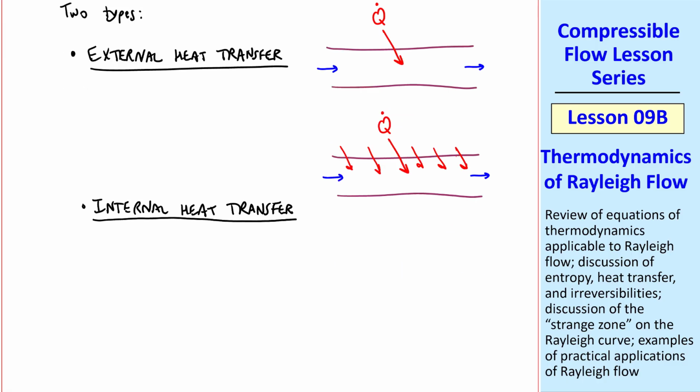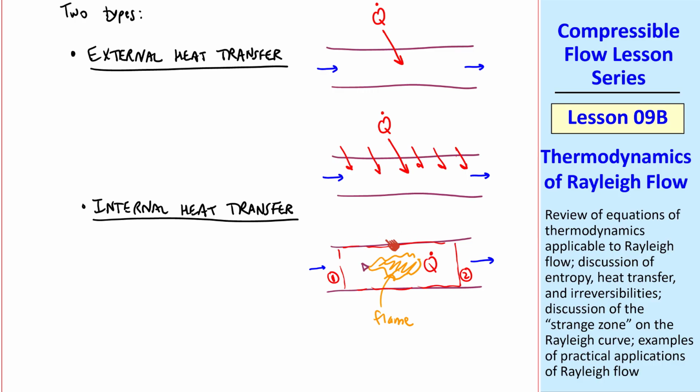The second type is internal heat transfer. This would be the case where instead of heat coming from the outside, you have some kind of a flame holder with the flame due to combustion. So there is a Q dot coming into the control volume, but not from these walls. The walls can be insulated, in fact, but heat comes from combustion. Again, the length is irrelevant, and mathematically, in our Rayleigh flow analysis, it doesn't matter how the heat comes in. The equations are all the same.